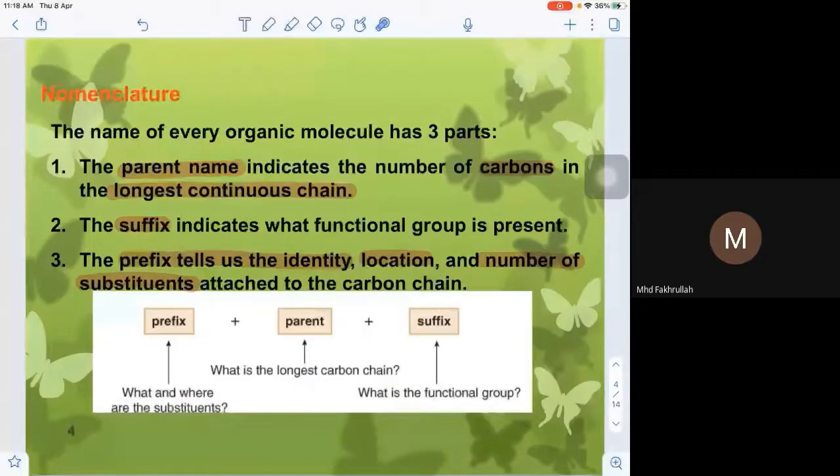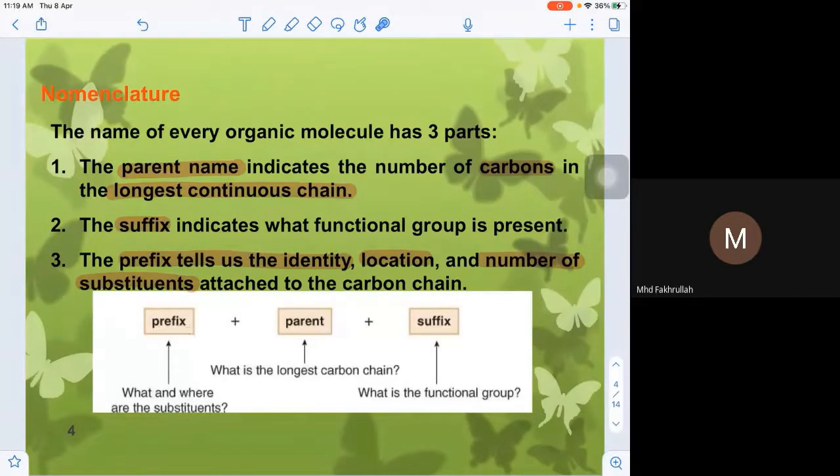Okay, do we have a halogen, or do we have a methyl group, ethyl group? And then what is the position or location? It is at carbon 1, carbon 2, carbon 3. And how many substituents do we have? We have 2 methyl groups, or only 1 methyl group, or 3 ethyl groups attached to the parent chain. Okay, that is what we need to have in our prefix.